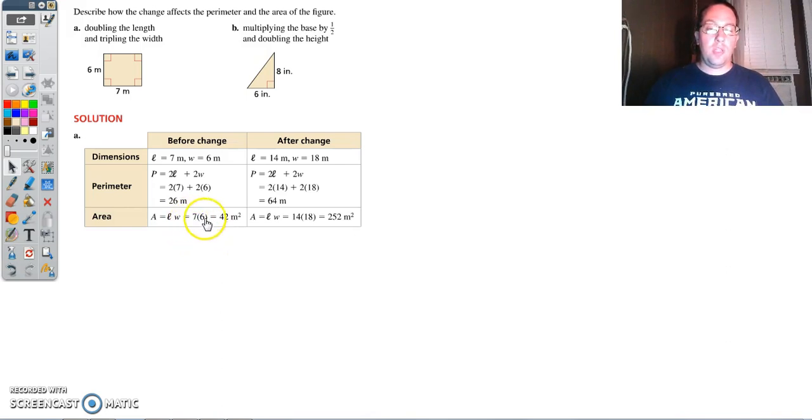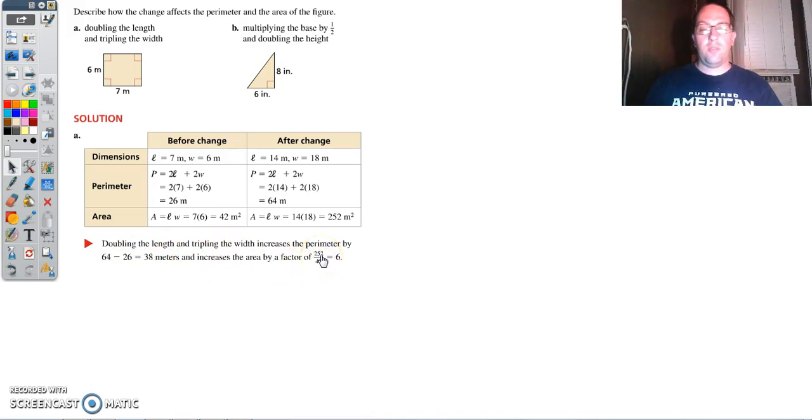Area, length times width, length times width. Plug in the numbers that we have up here, and area goes from being 42 meters squared to being 252 meters squared. And I'll admit, I don't see much there either. However, we go ahead and subtract this out, and we see perimeter increased by a change of 38 meters. Area, however, is increased by a factor of, let's see, new over old. Right? That's a factor of 6. Where did that 6 come from? We'll take a look at that.